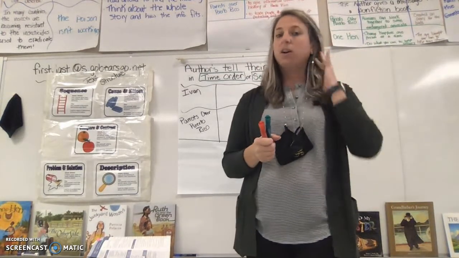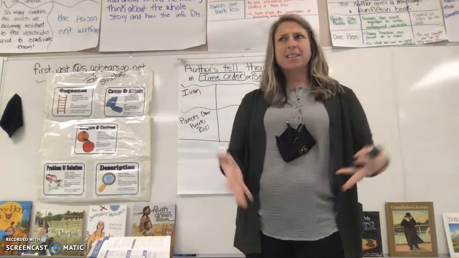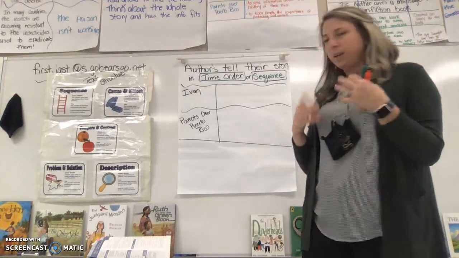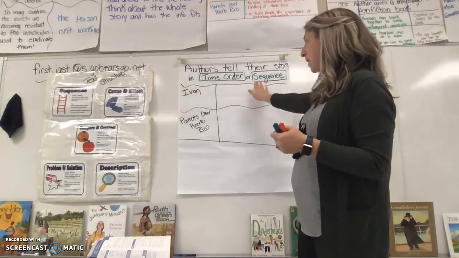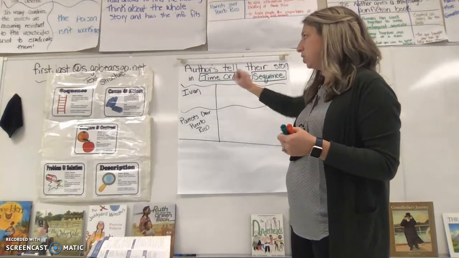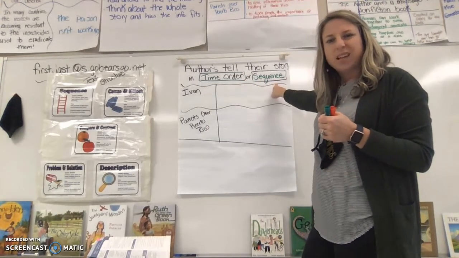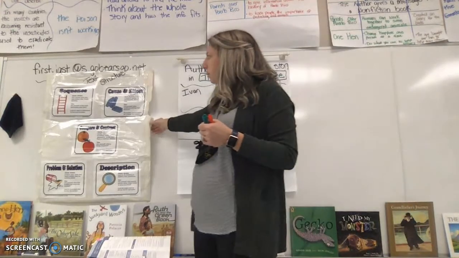And this is what we call text structure, when the author organizes his story in a certain way. And they organize it that way because it helps us better understand what the story is about. And so this text structure that we're going to start with today is called time order, or sometimes you may see sequencing or chronological order, any of those words.